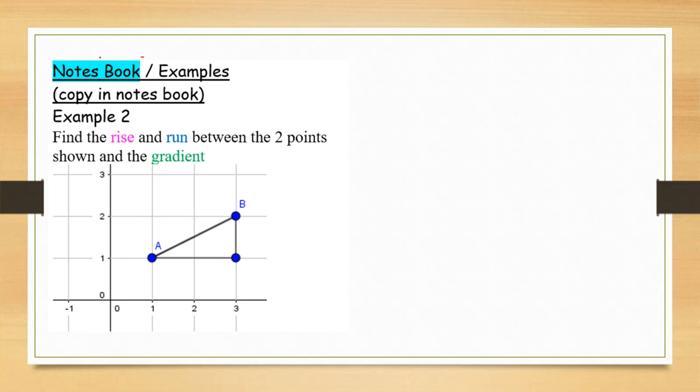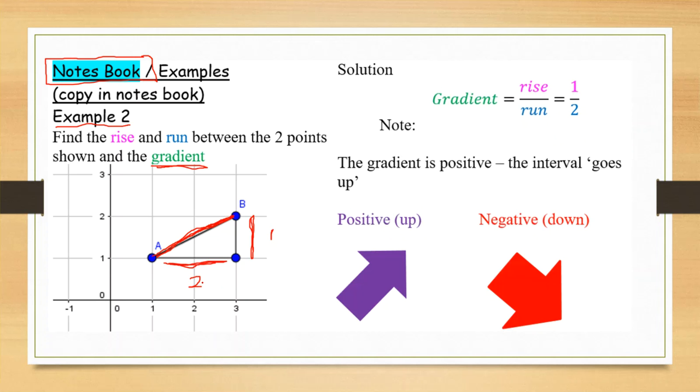For our notes, so these are the examples that go in your notes book. Example 2, find the rise and run between the 2 points. So these are our 2 points. So we need to find the rise over run for this interval, the red interval now. And then we can find the gradient. So it's the slope. Rise is this part, the vertical part. The rise is 1. The run is the horizontal part. So that is 2. Rise over run as a fraction is 1/2.